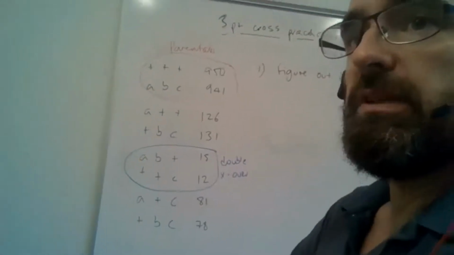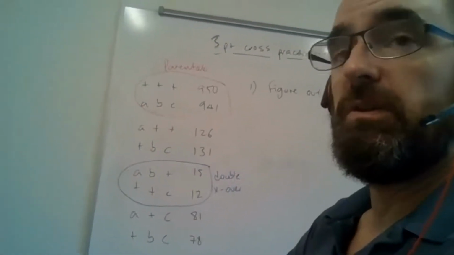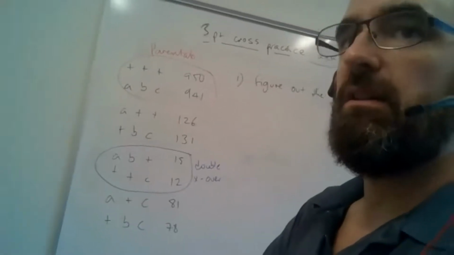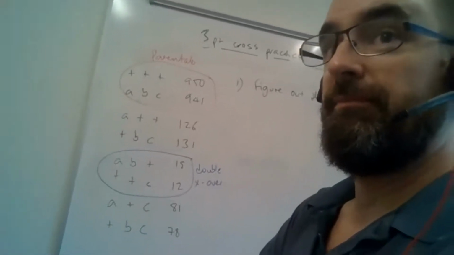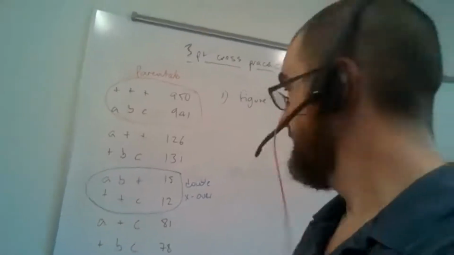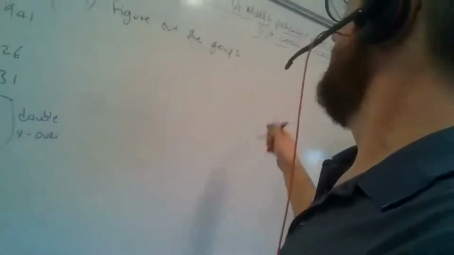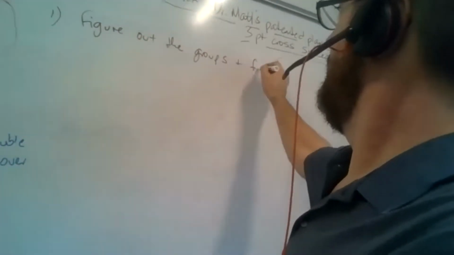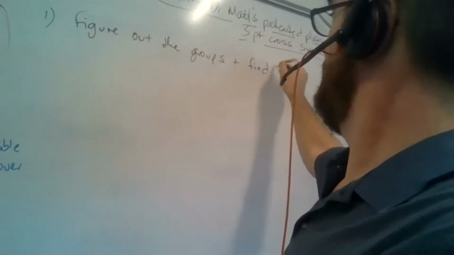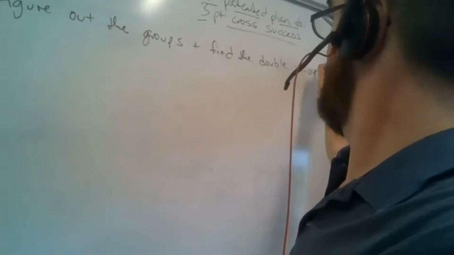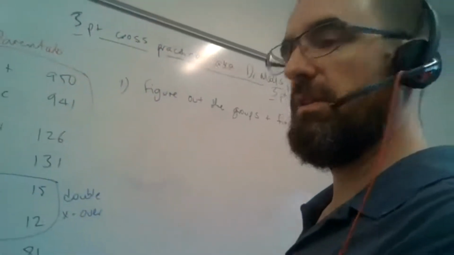Just basic probability, nothing more than that, right? Because you have to have two independent events occur to see that combination. Okay? So really, this is, and find the double crossovers. Right. That's the first step.